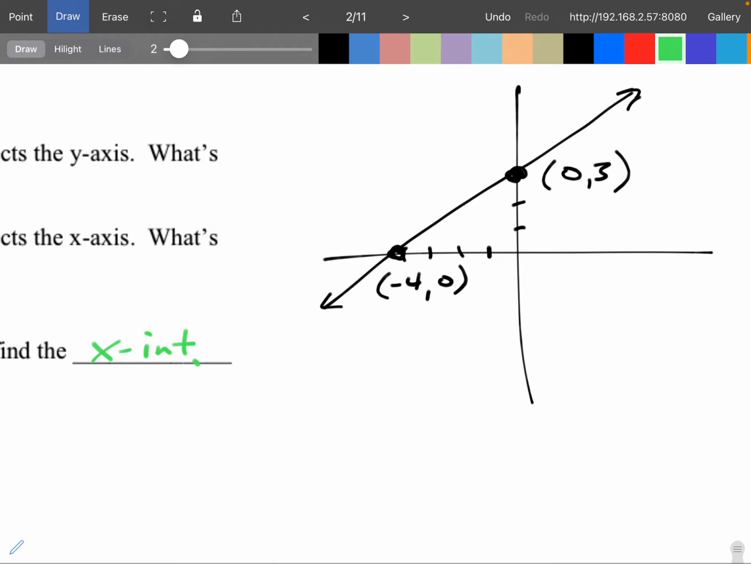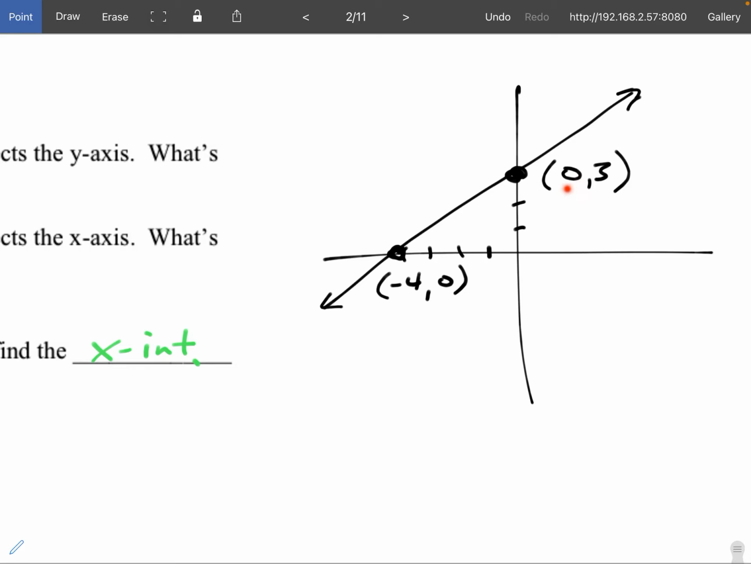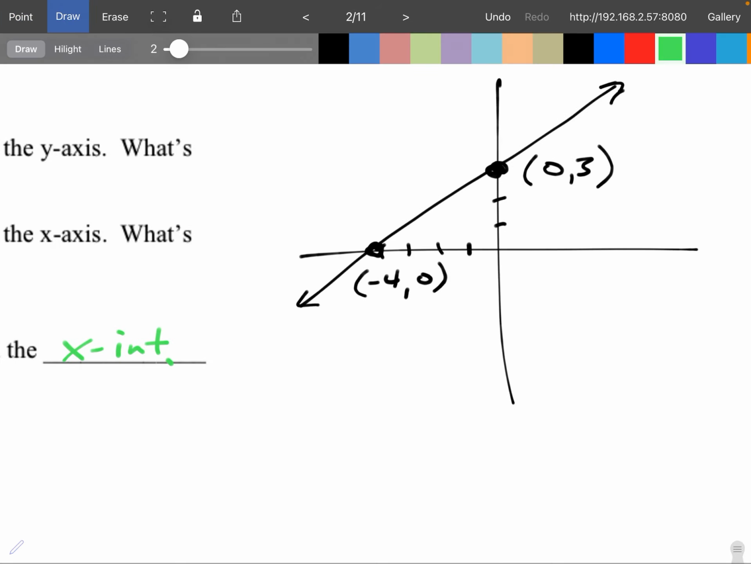I'll just abbreviate that. And then if you plug in 0 for y, that'll find you the x-intercept. And that's because of that picture that I drew you guys over here, right? So if you plug in 0 for x, and then solve for y, you'll find the y-intercept. If you plug in 0 for y, and then solve for x, that'll find you the x-intercept.